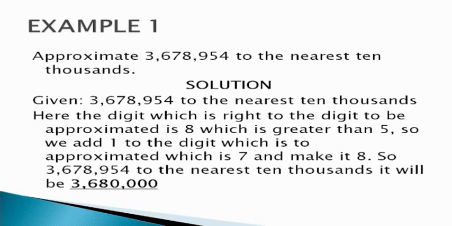So since 8 is greater than 5, we have to add 1 to 7 and make it 8. So our answer will be 3,680,080. So that will be our answer. So we have approximated that number to the nearest 10,000.